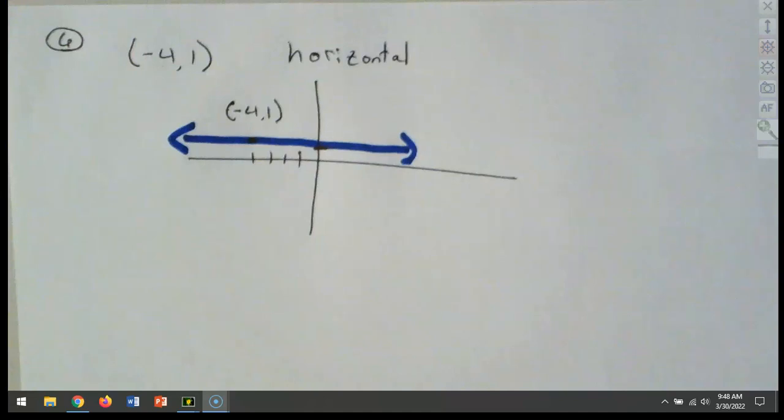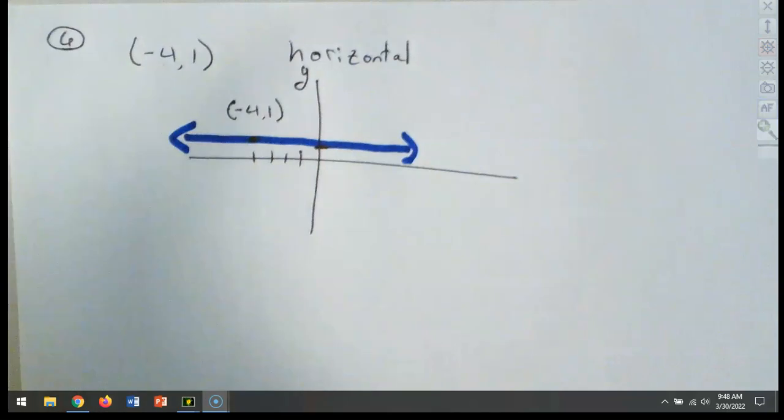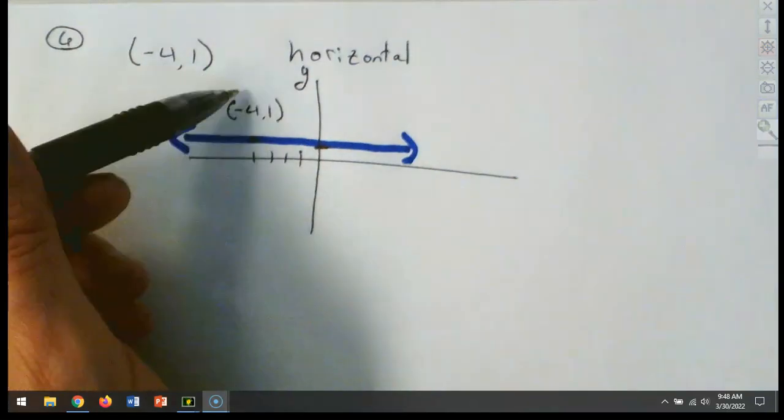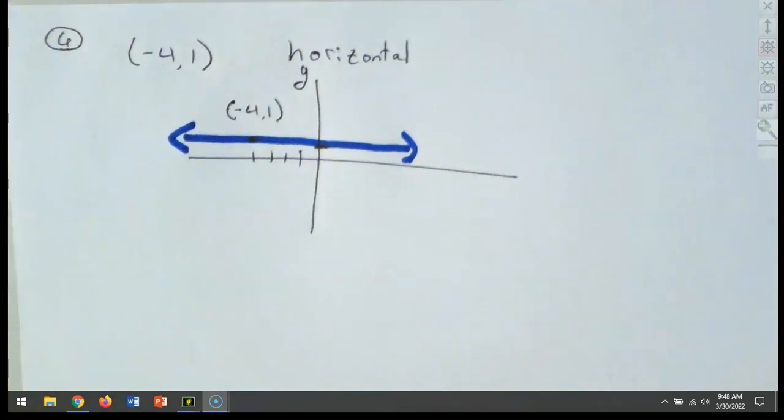Now, what would the equation of this line be? Remember, if it's a diagonal line, it's x and y. Okay? Horizontal lines, what axis does it cross? It crosses the y-axis, so it's a y line. Vertical lines would be up and down, and they cross the x-axis. So this is a horizontal line.